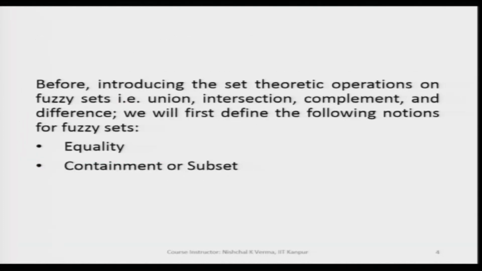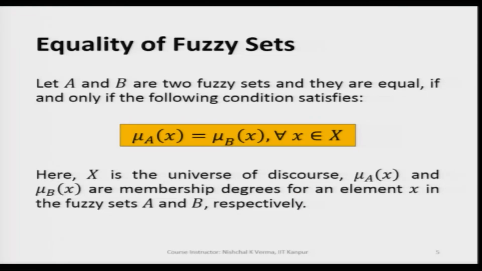So, before we move to set theoretic operations, we have two notions that we will be discussing here. The first notion is equality, and the second notion is the containment of sets, or subset. Let us now first discuss equality. Equality of fuzzy sets is very important.